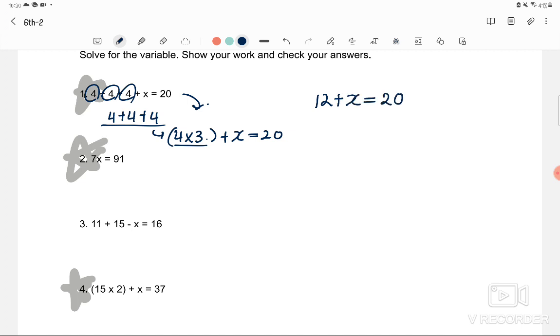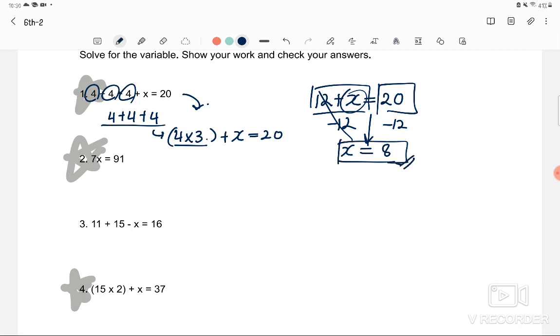So like every time I say, this is the left side, this is the right side of the equation. So to cancel out the 12, you have to subtract 12 on both sides. That way x is left by itself by the equal sign, and 20 minus 12 is 8. So x equals 8.